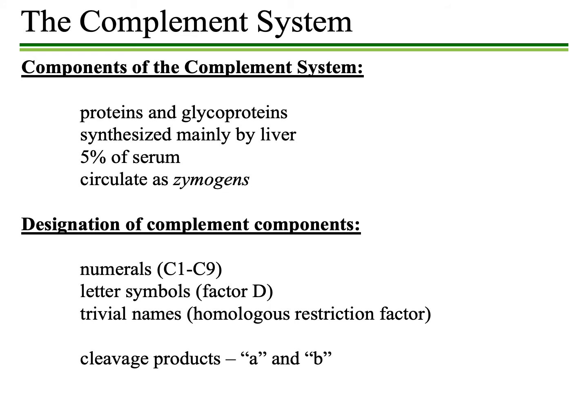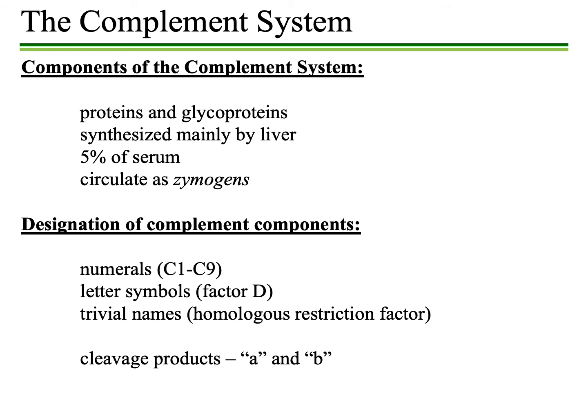Some complement system components do have other letter designations or name designations as well. There's a few, something like factor D is an example. Lastly, just to complicate things for us, some of the complement system components also go by their trivial names, for example, homologous restriction factor.